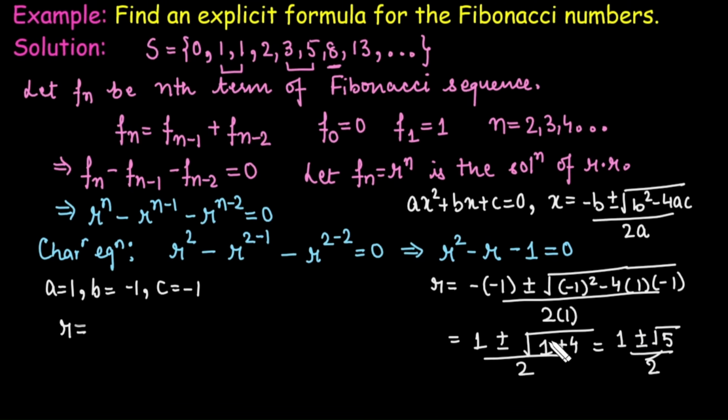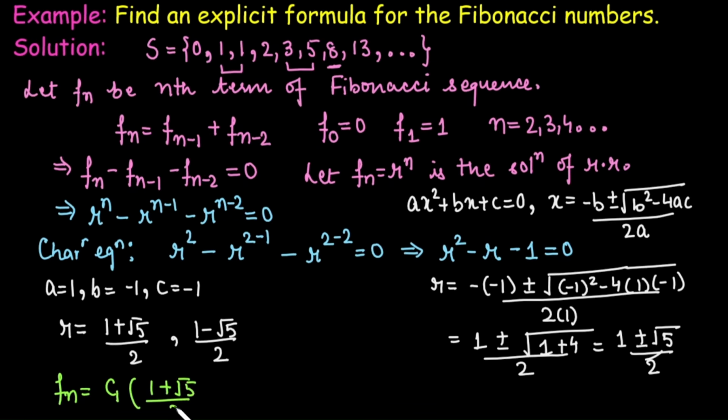It means from here we are getting two roots. One is 1 plus root 5 by 2 and the second is 1 minus root 5 by 2. Now the point is whether these are real or complex. It is a real number, there is no iota form. So in this case, we can write the solution as f of n is equal to first constant, first root raised to power n, plus second constant, second root raised to power n. This is the explicit formula as per this recurrence relation.